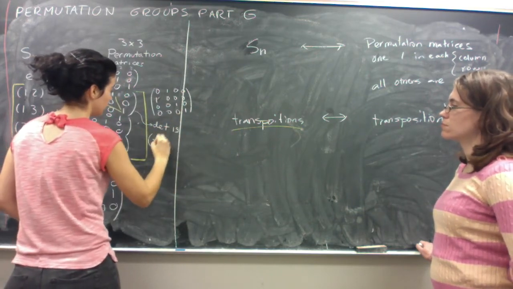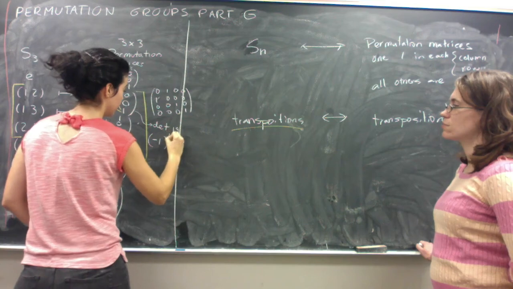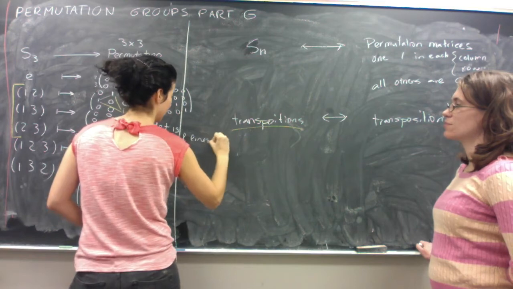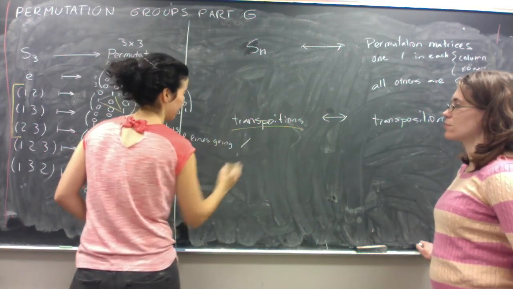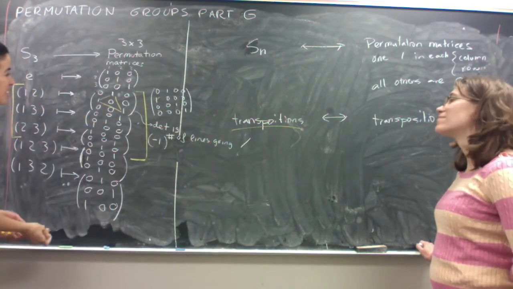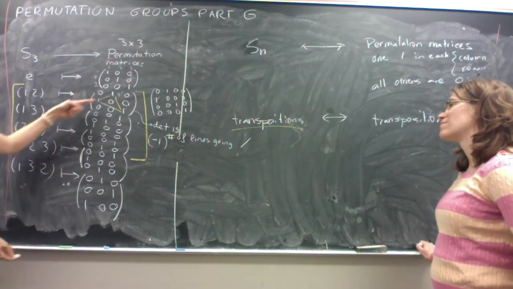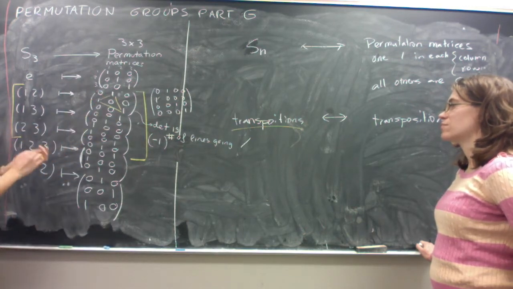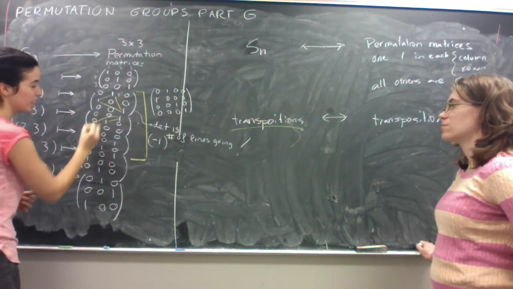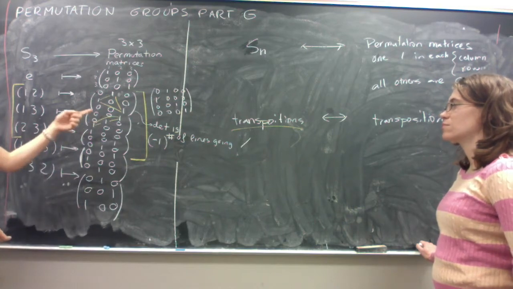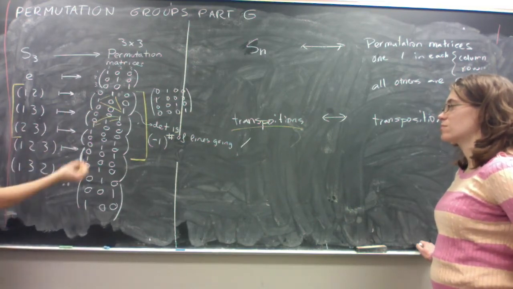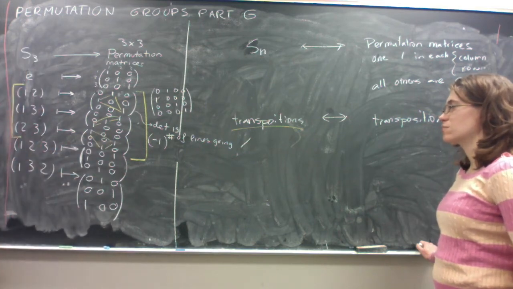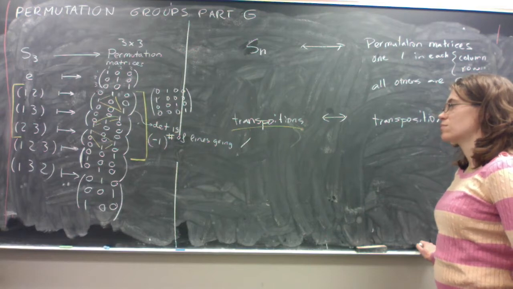is -1 to the number of lines going this way. So in this case, there's only 1. So the determinant of this is -1. In this case, there are 3. 1, 2, 3. So the determinant is -1 to the 3, which is -1. In this case, there's just 1. So the determinant is -1 again.